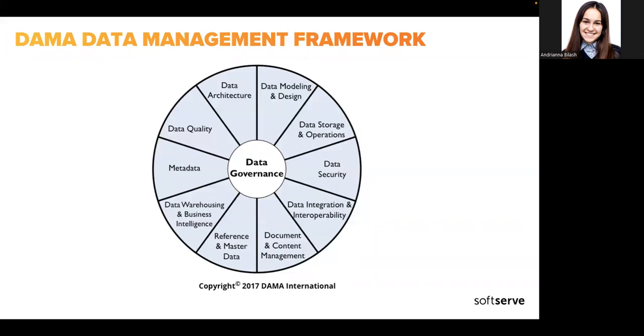But depending on the requirements, some organizations might focus on data quality and metadata management. Some might focus on reference and master data management, or maybe document management. That depends. But the focus of today's presentation will be a little more on data quality and metadata management, because recently we can observe that many of our customers struggle with data quality. And in order to manage data quality, it is required to have a proper metadata management solution in place.